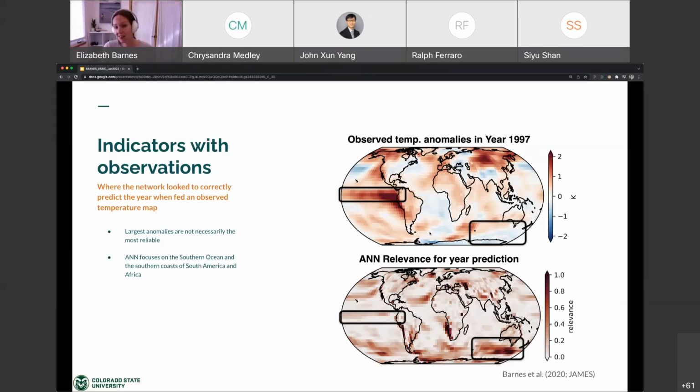And you can see that again in the heat map, that this region is not used by the neural networks when it's making its decision of the year. Okay, so that's just with surface temperature.